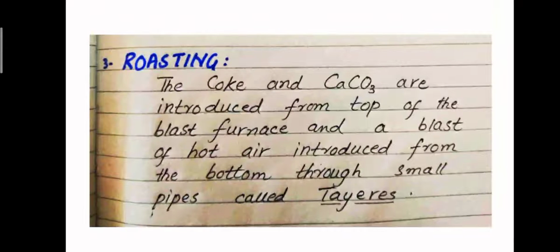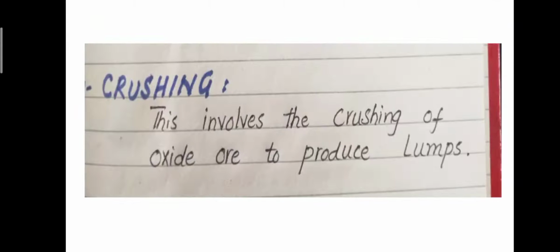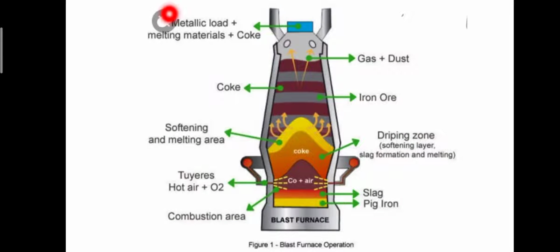Step 3. Roasting. The coke and calcium carbonate are introduced from the top of the blast furnace, and a blast of hot air is introduced from the bottom through small pipes called tuyeres. It is the top of the blast furnace, and the hot air is introduced from the bottom.